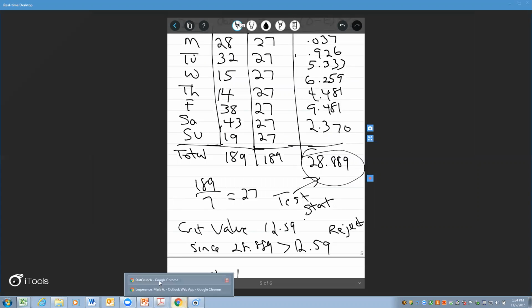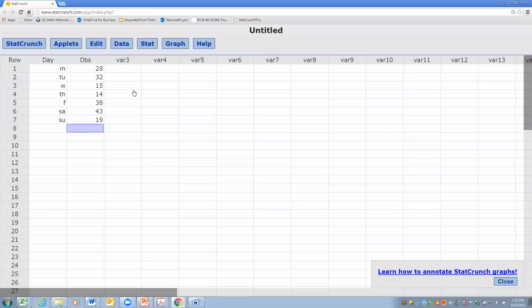If we wanted to do this in StatCrunch, we could come up here and we could put in day and observation. This would be Monday, Tuesday, Wednesday, Thursday, Friday, Saturday, Sunday. We have 28, 32, 15, 14, 38, 43, and 19. So we enter that information into StatCrunch.